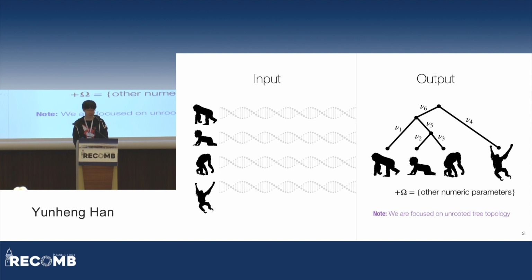In our problem setting, the input is a set of biological sequences labeled by a set of species, and the output is an unrooted tree whose leaves are labeled by the same set of species, representing the evolutionary history of the species.